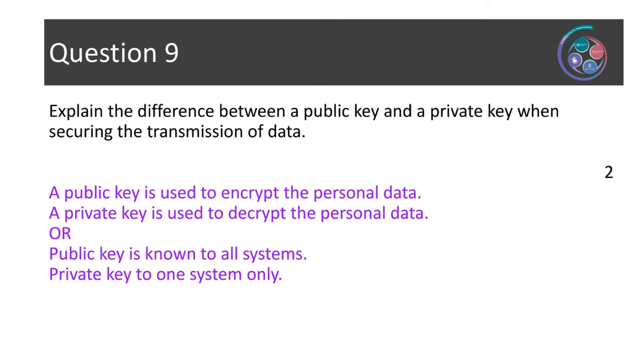So by saying that the public key is known to all systems and the private key is only known to one system, or the system being used to decrypt the personal data, then that's how you get the 2 marks, being really explicit about the purpose of that public key and the purpose of the private key when securing data in transmission.